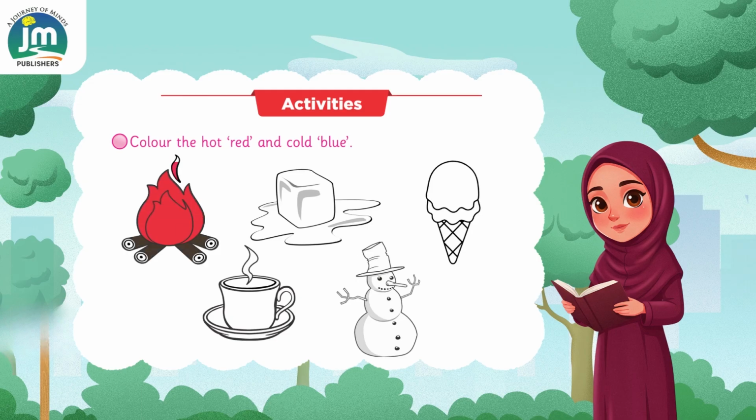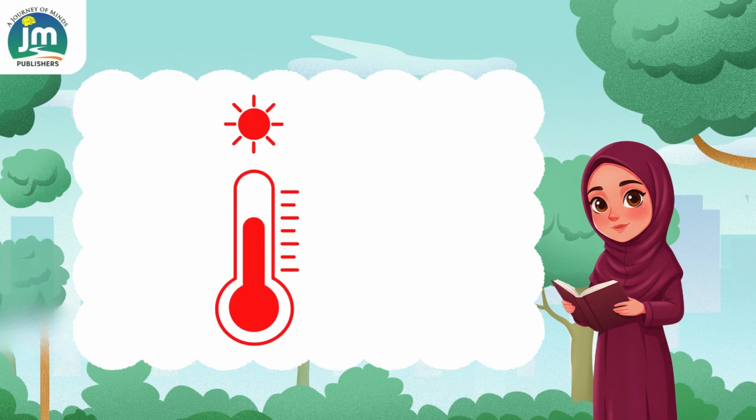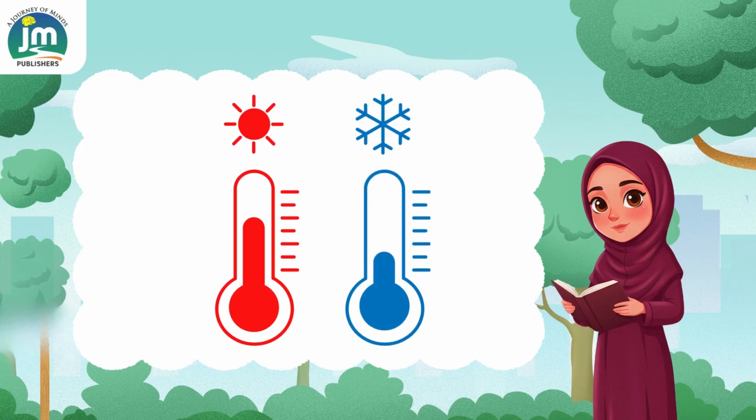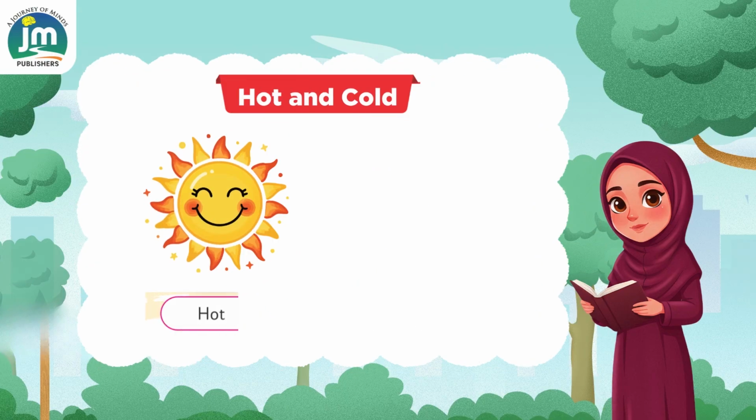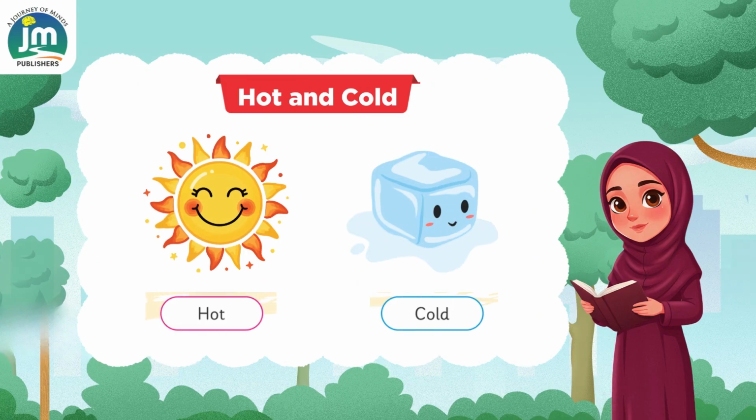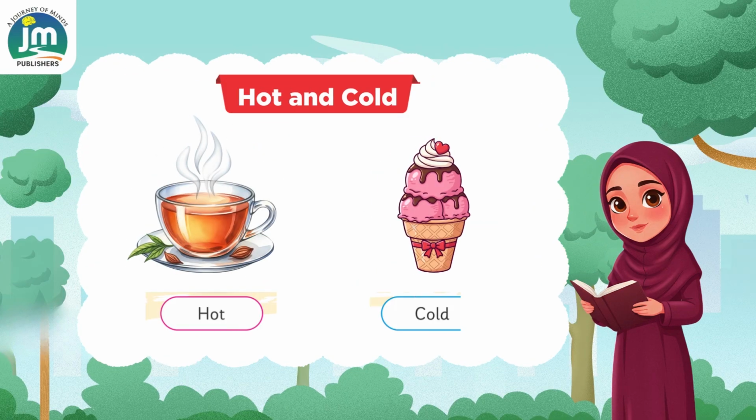Fire is red. Cup of tea red. Ice cube blue. Ice cream blue. Snowman blue. Say with me students, hot red and cold blue. Sun is hot. Ice is cold. Tea is hot. Ice cream is cold.